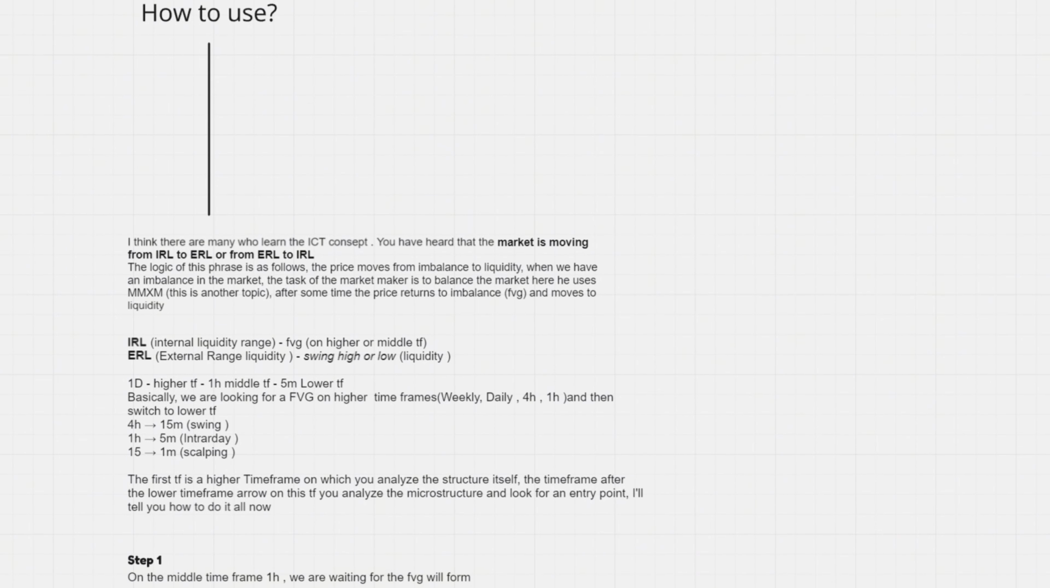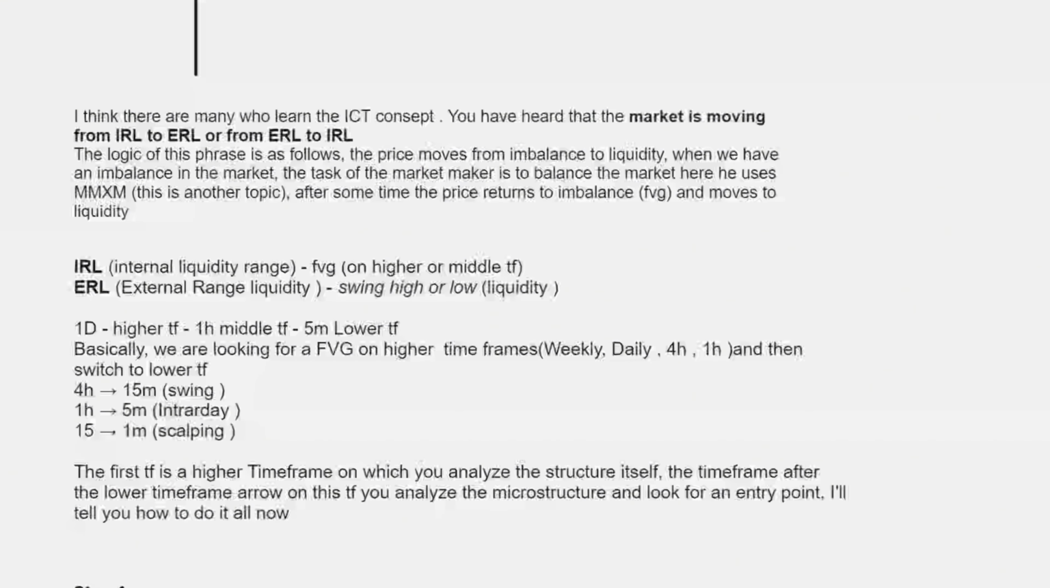And now I share with you the step-by-step strategy that I personally use. I think many people who learn ICT have heard this phrase: a market is moving from ERL to ERL, or from ERL to ERL. Let's figure out what it means.